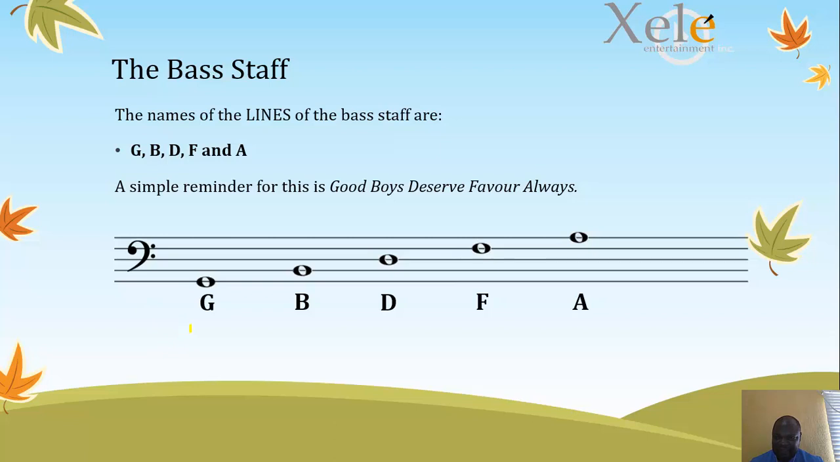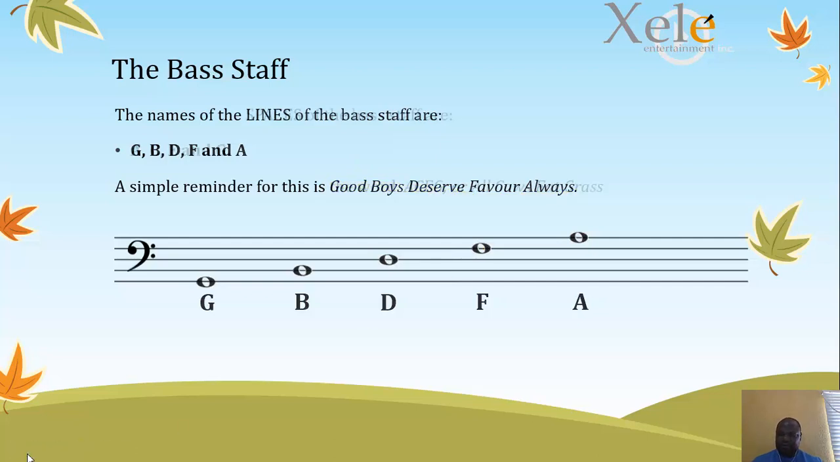For the treble staff, our first line is not G but E. Treble staff, first line is E, and all the lines and spaces will go every good boy deserves, oops, sorry about my D, favor, right? But right here we're not talking about the treble staff, we're talking about the bass staff. Okay, so for the bass staff, the lines will go good boys deserve favor always.